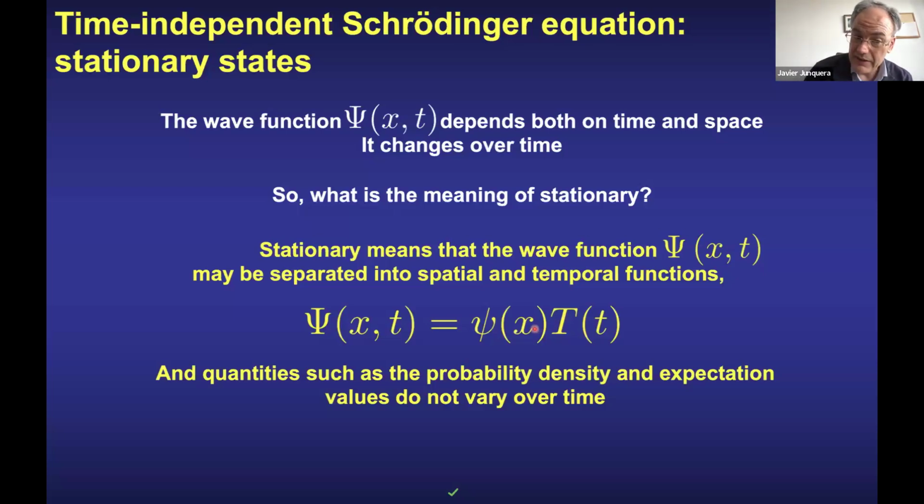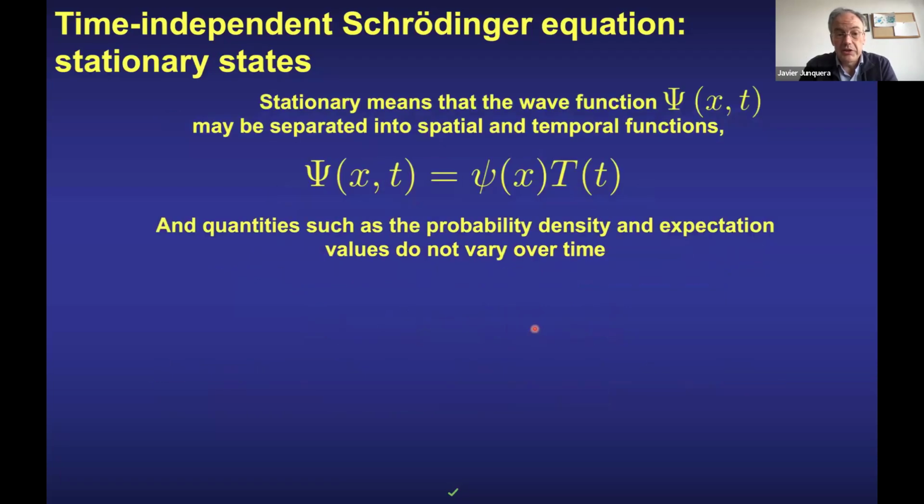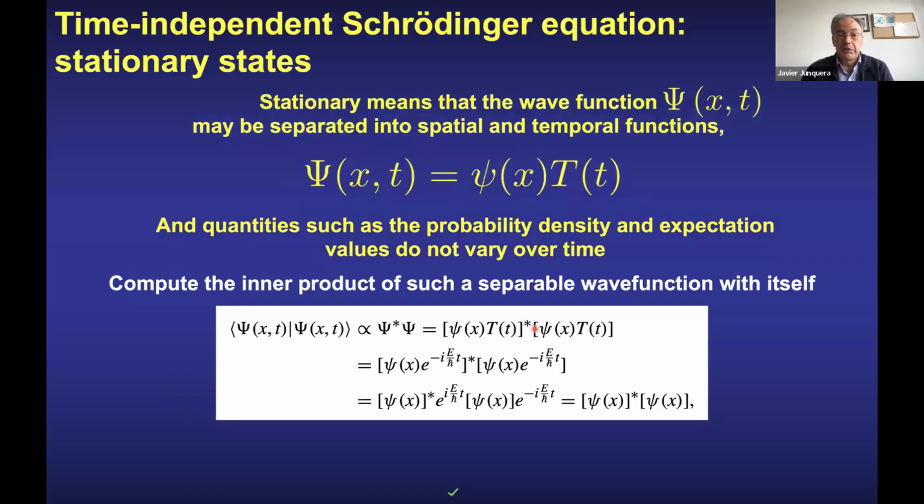But the most important thing is that all the quantities, such as the probability density or the expectation values of a given operator, do not vary over time. So that's the meaning of stationary states. The expected value or the probability density or whatever you can measure will not change over time. So the question is, how can this be possible?